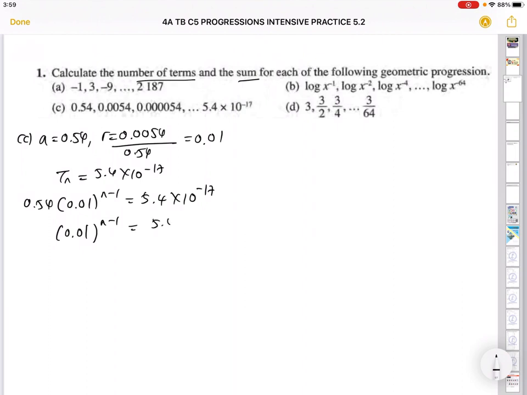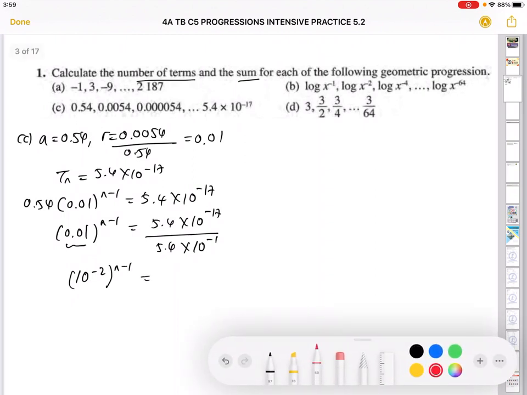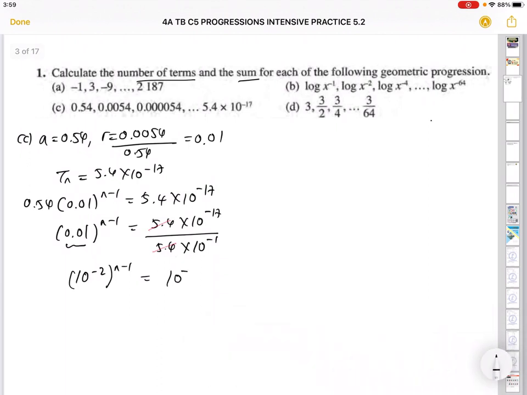This is 5.4 times 10 power negative 17. 0.54 is actually 5.4 times 10 power negative 1, isn't it? So 0.01 we can change to 10 power negative 2, right? And these two 5.4, I can cancel them off now. 10 power negative 17, when you minus negative 1, is 10 power negative 16, right? Before you compare the power, maybe it's better you multiply this inside by 1 so you can see they are both of base 10. So by comparison, 2n is 18, n is 9.